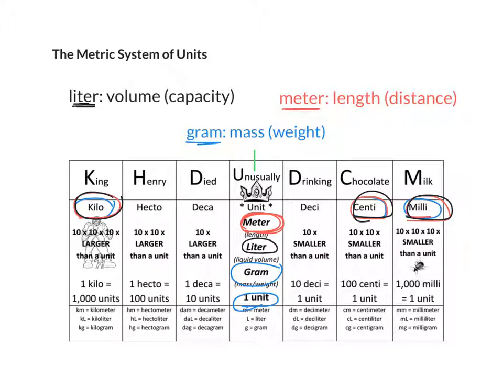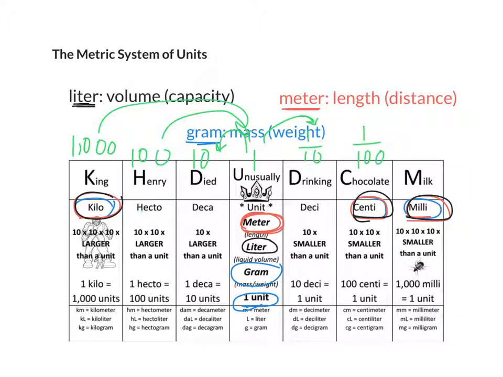Okay? Let me just tell you the relationship. 1 decaliter is 10 meters or liters. Hectoliters are 100 liters. Kilos are 1,000s. Okay? Decis are 1/10. So if I took 1 liter and I cut it into 10 pieces, it'd be a deciliter. Okay? It takes 100 centimeters to make 1 meter. It takes 1,000 milliliters to make 1 liter.